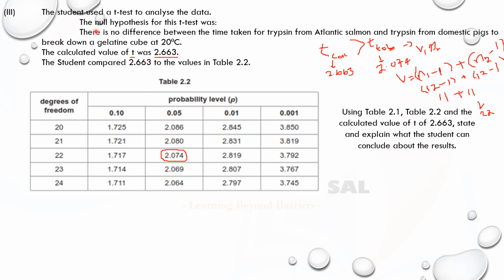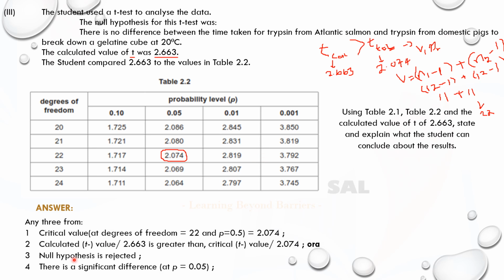Guys, the null hypothesis says there is no significant difference. But here, we're going to say there is a significant difference. This says we should reject the null hypothesis. If this is greater than this, reject it. That means there is a significant difference between the time taken for transition from Atlantic salmon and that of domestic pigs. There is, guys. So let's see what the mark scheme says.